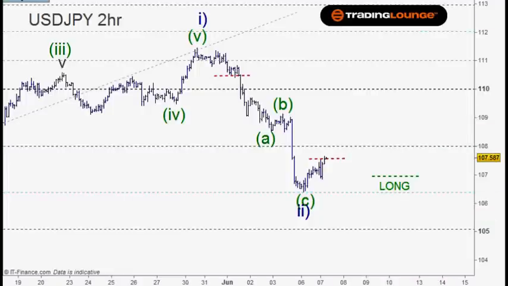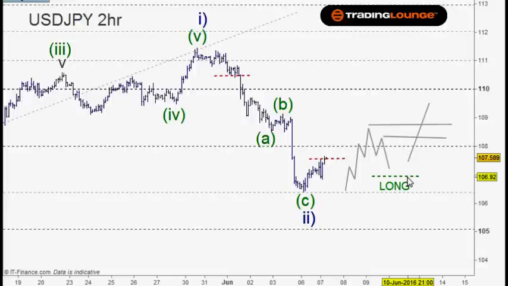Now I don't want to go long in this particular case because of two things. One, we don't have an impulse wave up off the low yet. There is one here, but it could be corrective or impulsive. Basically what we're looking for is a nice 5-wave structure, and then we'll wait for the ABC correction, and then we can start to look at going long through these sorts of areas here if that's going to be the case.